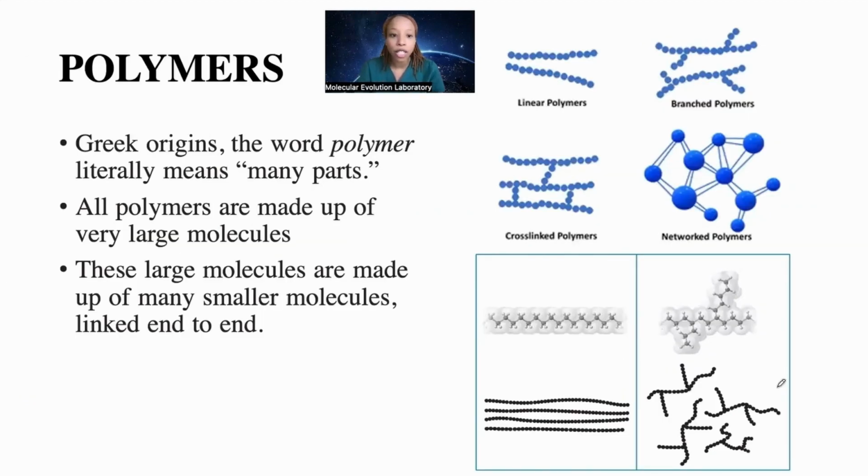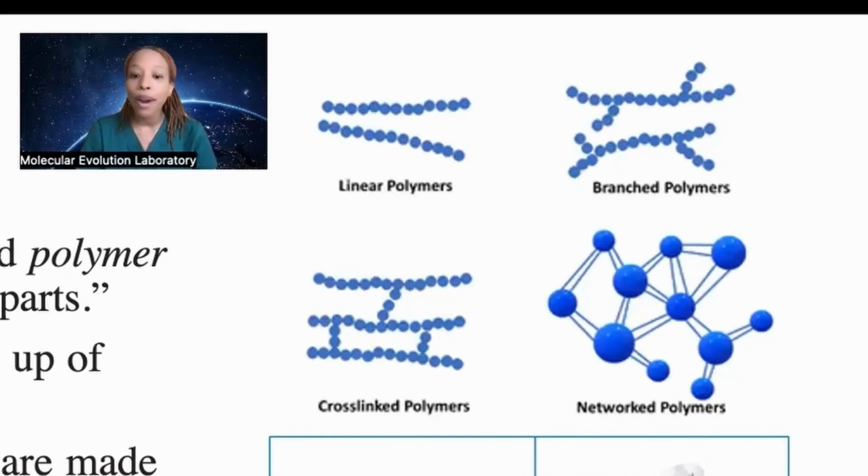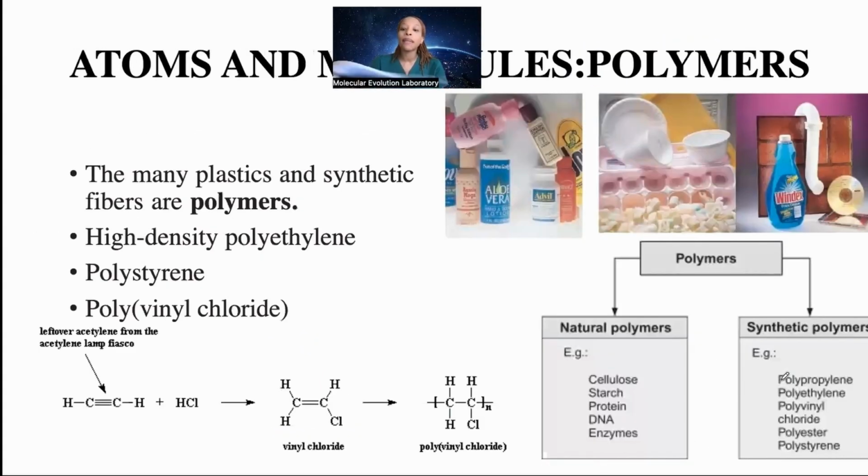A little bit more information on polymers. The word polymer is from the Greek origin. All polymers are made up of large molecules. As we already know, polymers are basically just a group of monomers. These are large molecules that are made up of smaller molecules linked end to end. So we know those are monomers. Polymers can be linear, branched, cross-linked, or network.